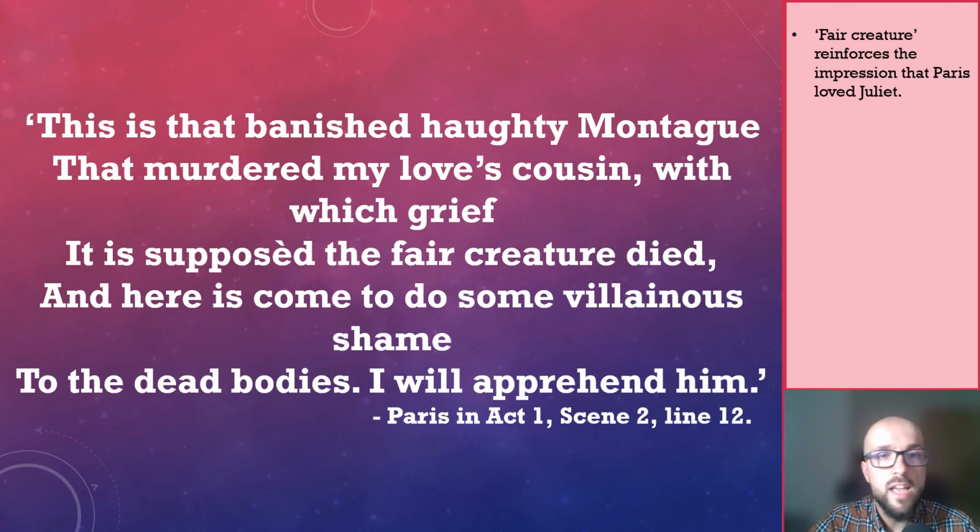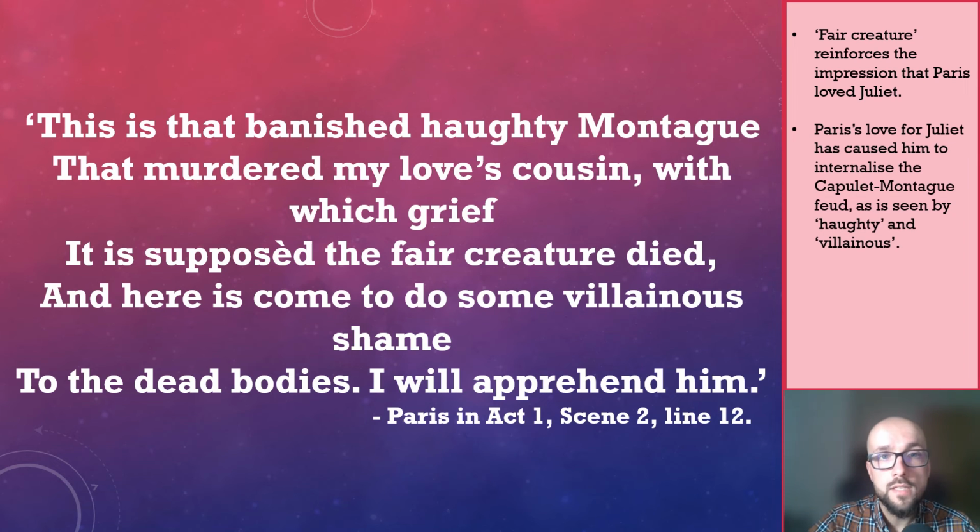First, the noun phrase fair creature reinforces the impression that Paris did love Juliet, given that the adjective fair was often used to compliment people's beauty. If you're after another quotation to reinforce the earlier point, there you go. Second, these lines show that because of his love for Juliet, Paris has become fiercely loyal to the Capulets and has internalized their feud with the Montagues. This is apparent in the adjectives haughty and villainous, both of which see Paris denigrate Romeo, given their negative and unpleasant connotations. He certainly isn't praising Romeo when he uses these words to describe him, that's for sure.